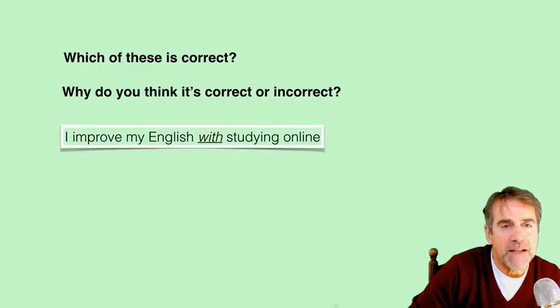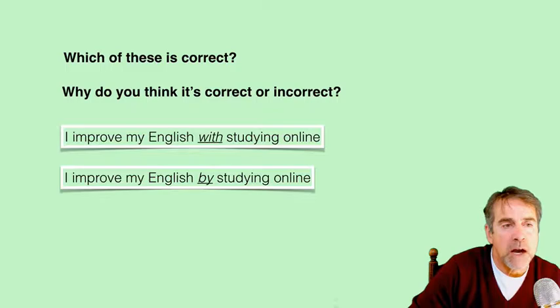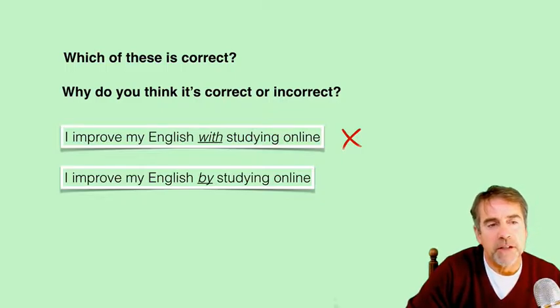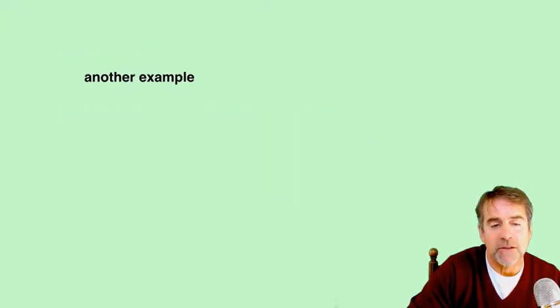I improve my English with studying online. I improve my English by studying online. Which of these do you think is correct? I'll give you a minute to think about it. Okay, do you think I improve my English with studying online is correct? No, it's not correct. You think I improve my English by studying online is correct? Yes, that is correct.